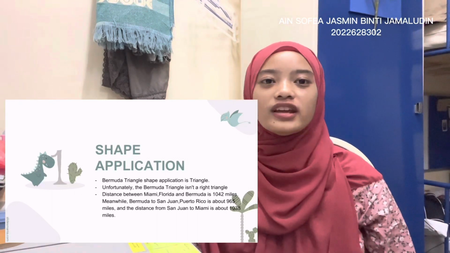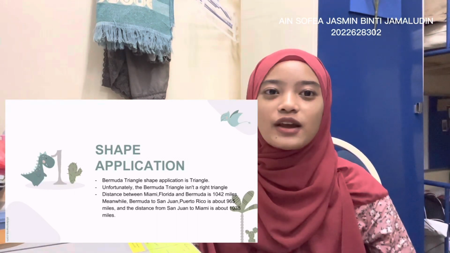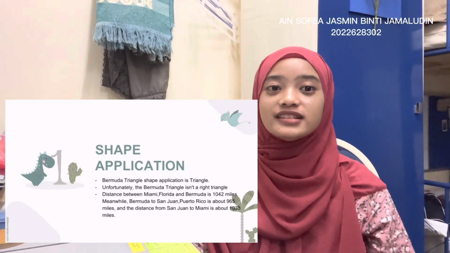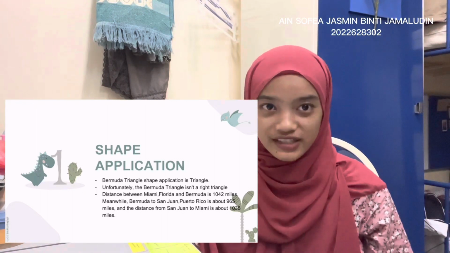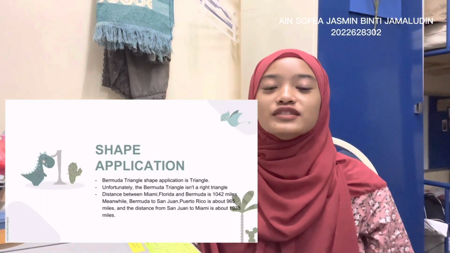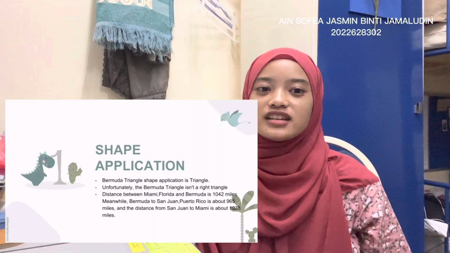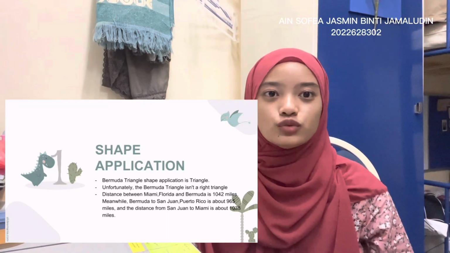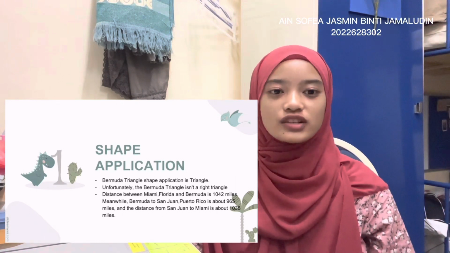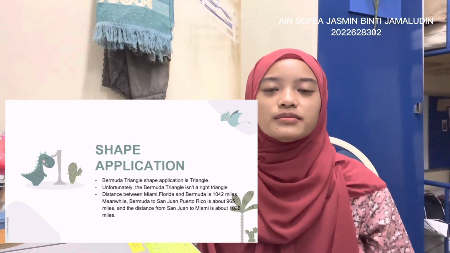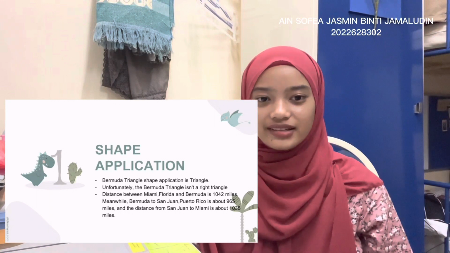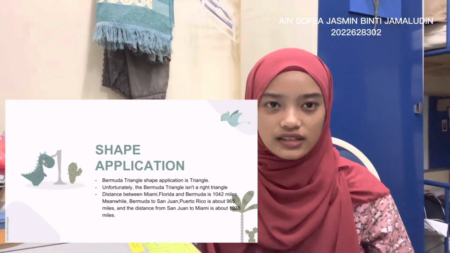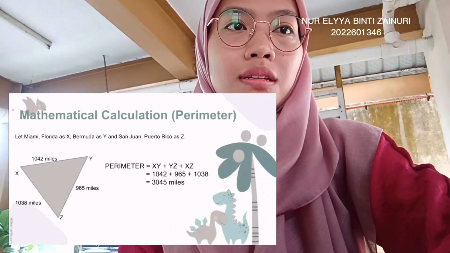So today I will present to you the shape application in the Bermuda Triangle. First of all, the Bermuda Triangle's shape is a triangle, but unfortunately it isn't a right triangle. The distance between Miami, Florida and Bermuda is about 1042 miles. Meanwhile, Bermuda to San Juan, Puerto Rico is about 965 miles, and the distance from San Juan to Miami is about 1038 miles.